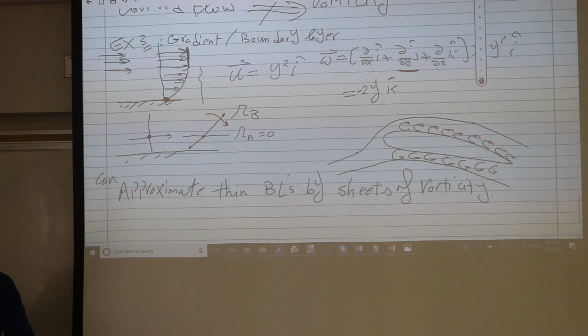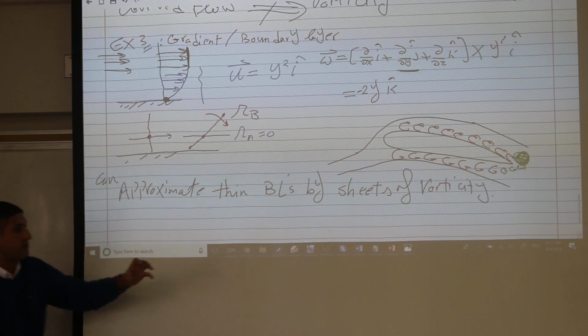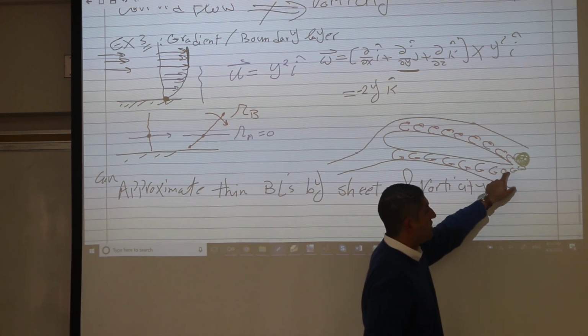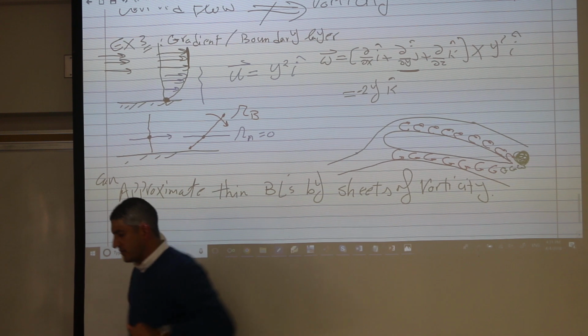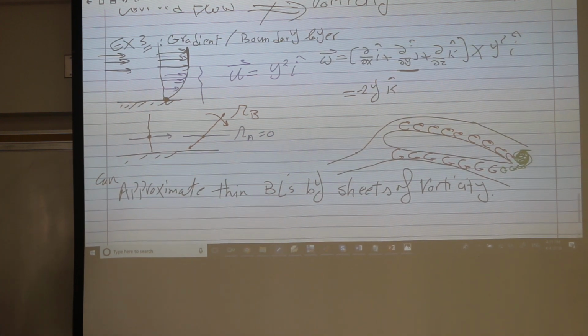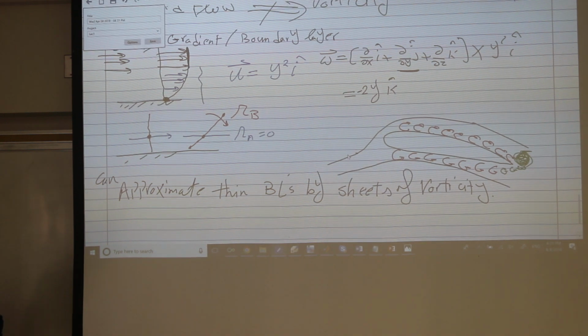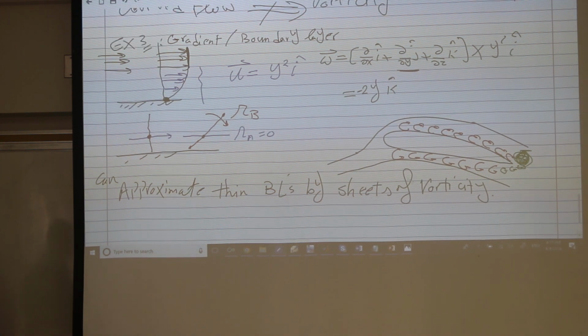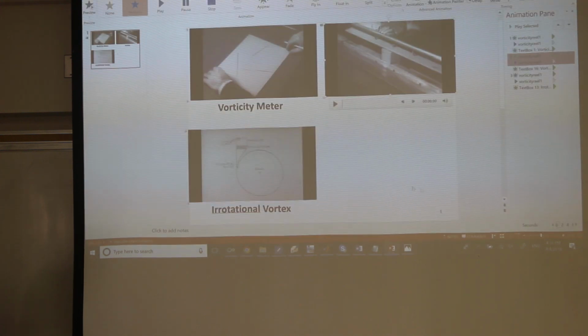And jumping ahead, it's actually the vorticity in the boundary layer here in the lower surface that forms the starting vortex. Okay, so the starting vortex comes from the vorticity in the boundary layer on the upper surface and the lower surface. We will come to this later. Okay. Any question about that? Any question? Let's see some videos.